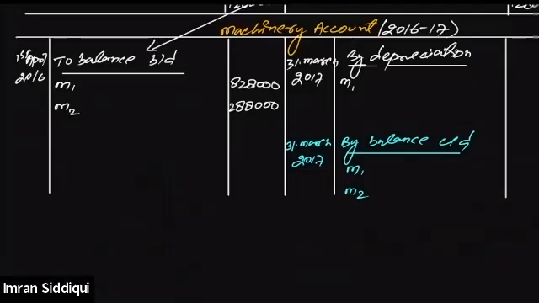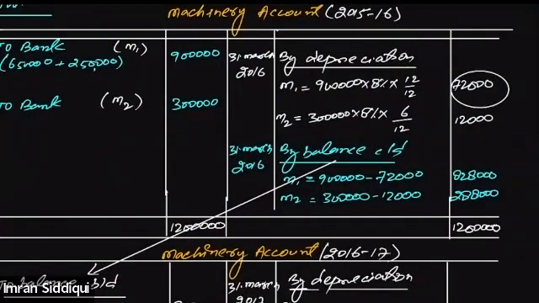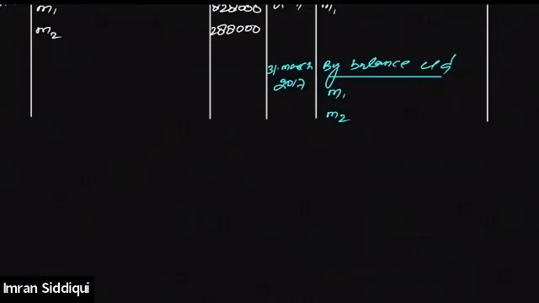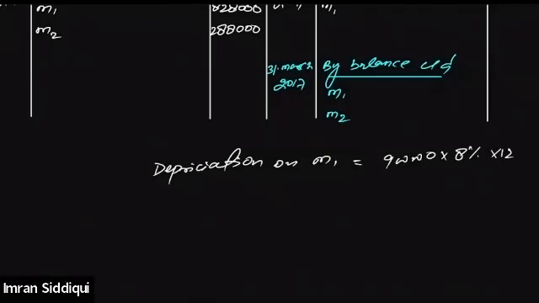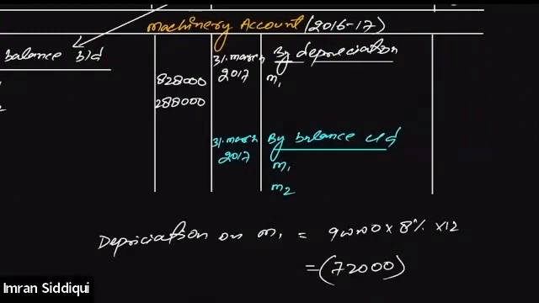The depreciation on machine 1 will remain the same as it was charged in the previous year, because we are following the straight line method. We'll calculate depreciation on machine 1 at the opening value. So on 9 lakh, we will calculate depreciation at 8% per annum for the entire 12 months. That will be 72,000 as it was in the previous year. I hope this point is clear, everybody.